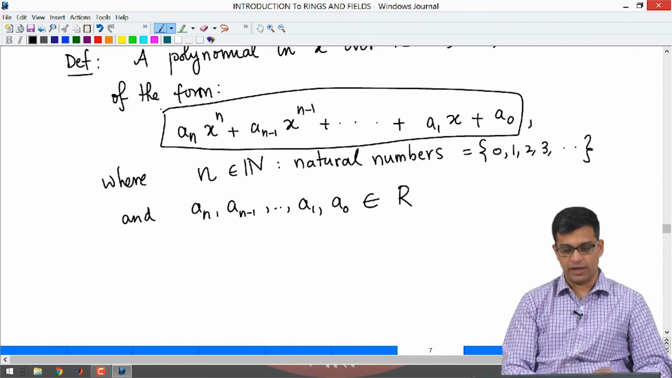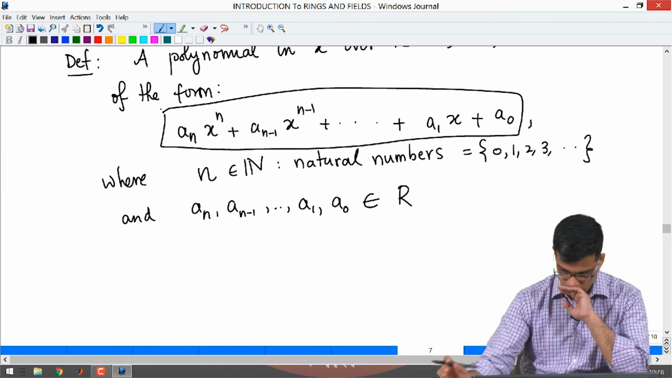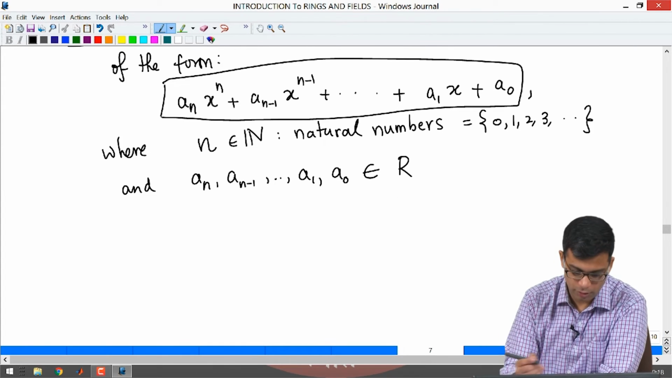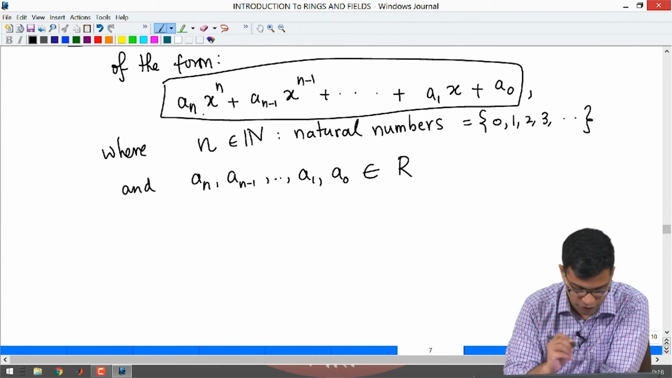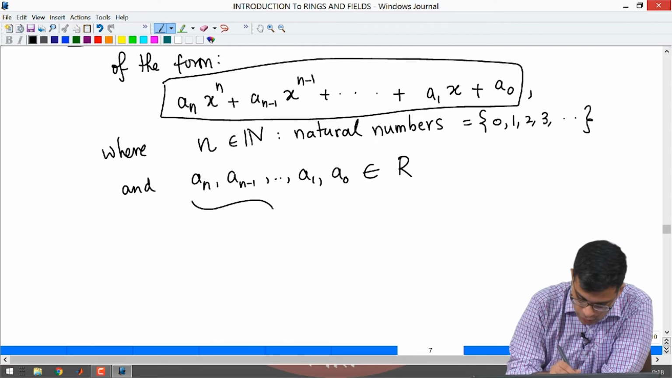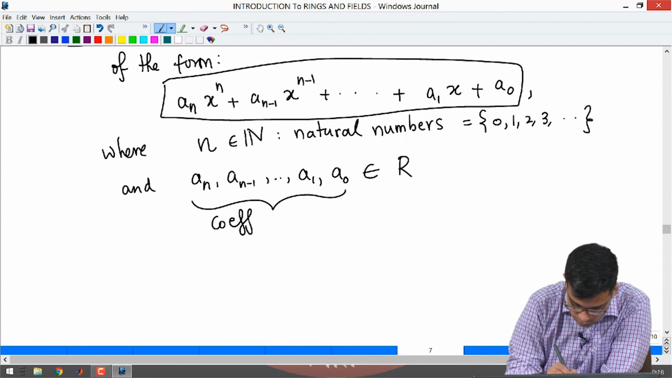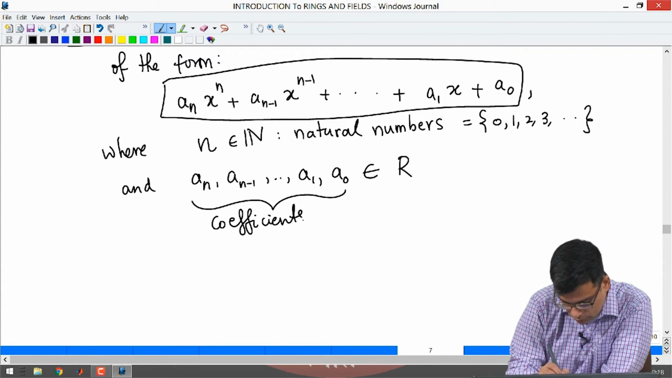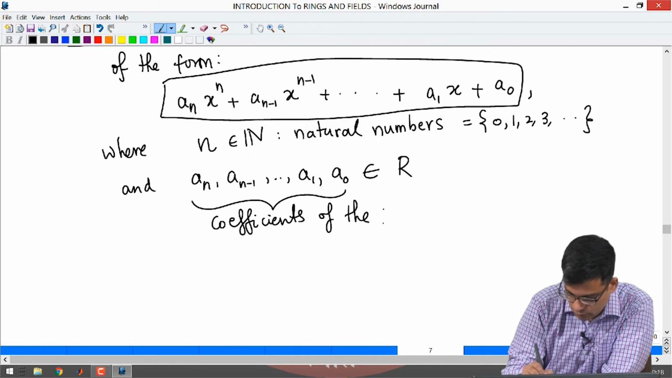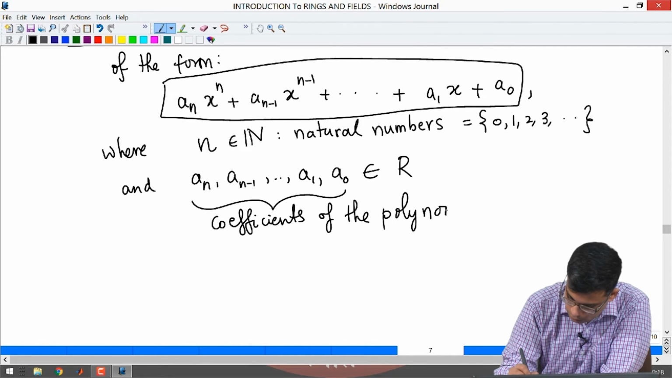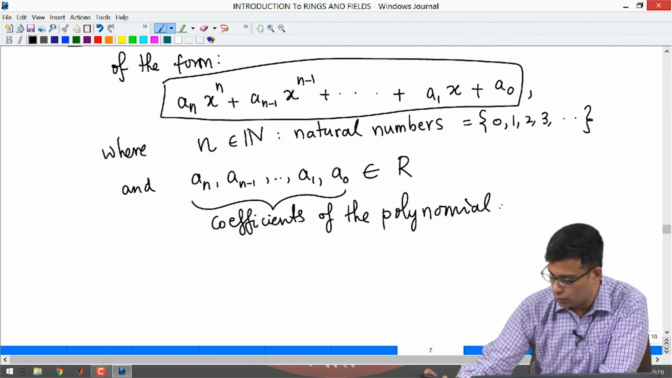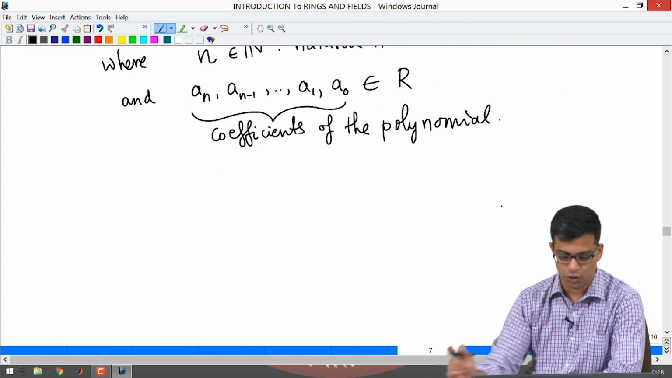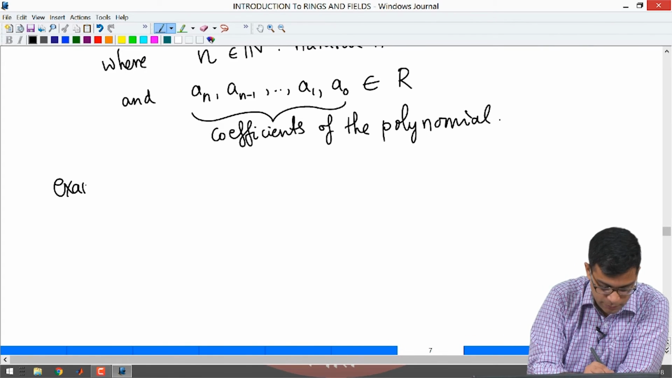So, a polynomial is just an expression like this, where these are called coefficients. Okay. So, just to get used to this, let us take some examples.